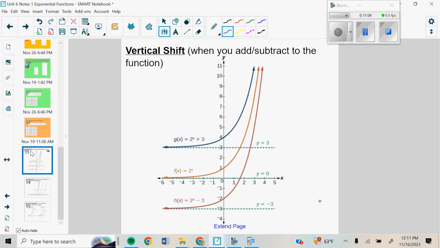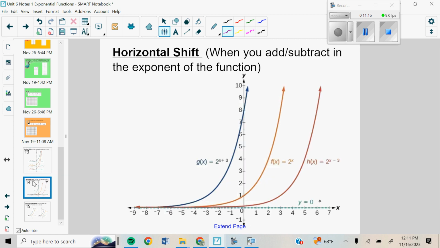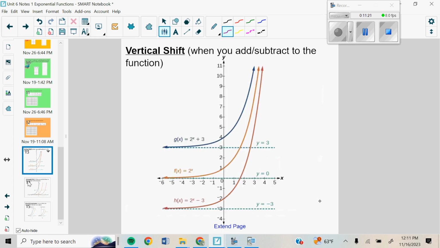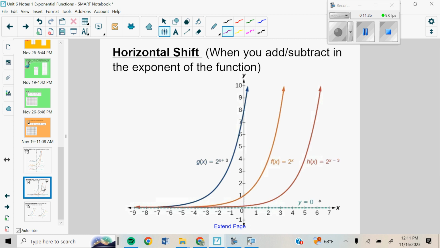So when you add or subtract, that is making a vertical shift. So that is going to be moving our function up and down. When we multiply by something, it gives a horizontal shift. Oh, add and subtract and add and subtract. Vertical is add and subtract. Horizontal, we see in the exponent when we add or subtract.